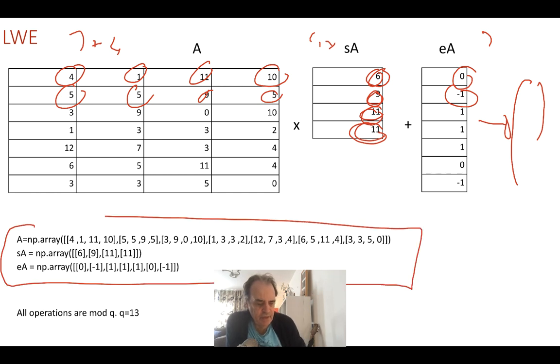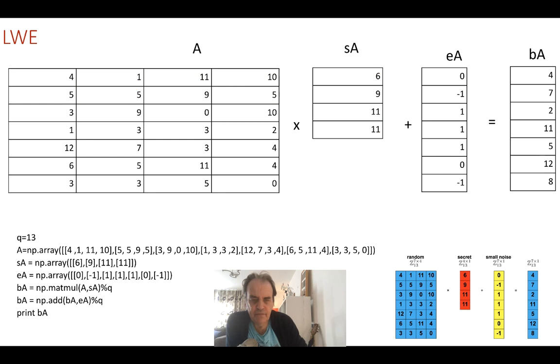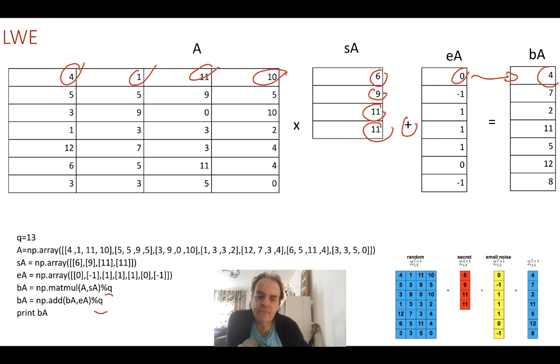Okay, so here are our definitions in Python. If we do the calculations, then we end up with this here. So that times that, that times that, plus that gives us that mod 13. Everything is done mod 13.